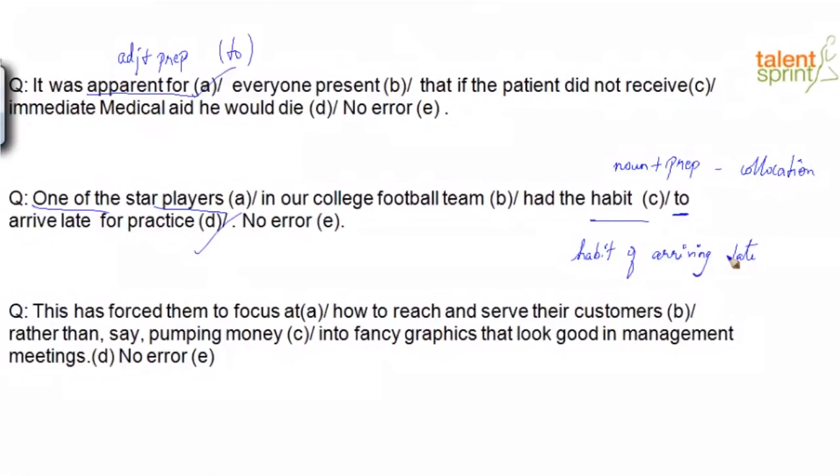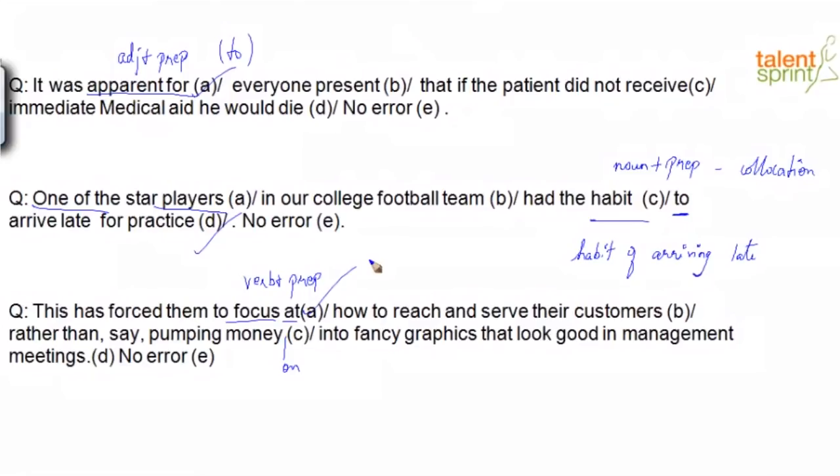What about the next one? "This has forced them to focus at how to reach and service their customers rather than..." Where do you think the error is? Focus on. So you look at the keyword, right? Verb plus, I need the right preposition. You always focus on something, right? The error is in part A. So you see, what are all these? These are nothing but collocations.